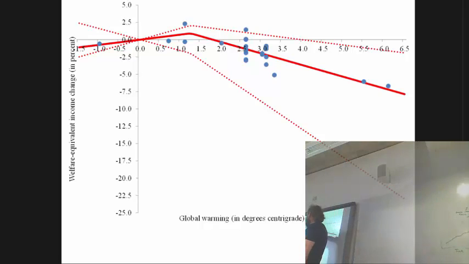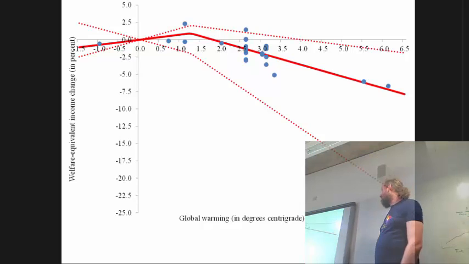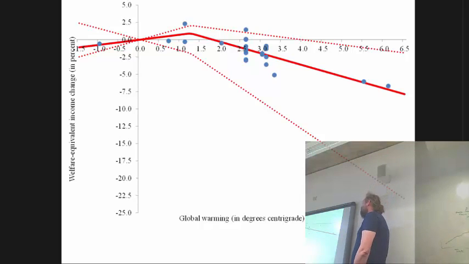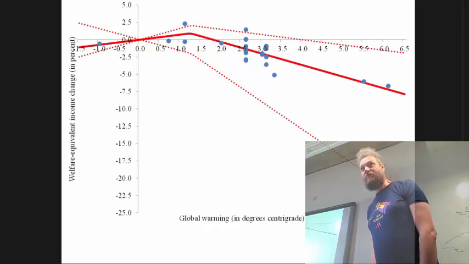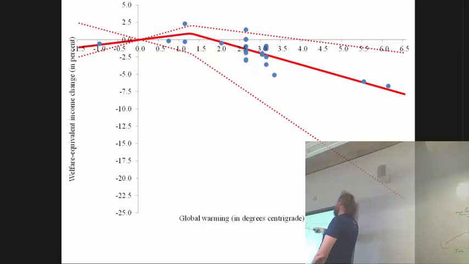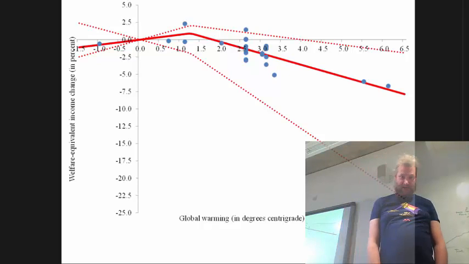That's shown here. The way to read this graph is that if you focus on the scenario of 2.5 degrees of warming, then that would make the average person, so the way to read this is as follows: 2.5 degrees of global warming would make the average person feel as if she had lost 1.3% of her income. And 1.3 is the average of the blue dots that you see around 2.5.